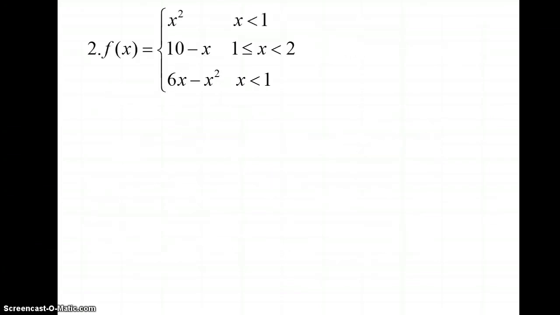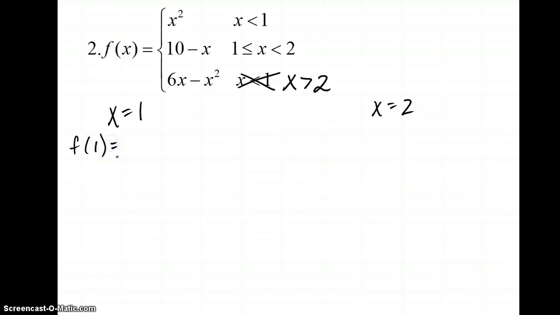Okay, another piecewise example. When I look at each of these functions individually, quadratic, line, and quadratic, their domains are all real numbers. So the only place that a discontinuity could occur is where the domain switches from one piece to the other. So we're going to have to look at x is equal to 1 and x is equal to 2. Alright, so x is equal to 1.